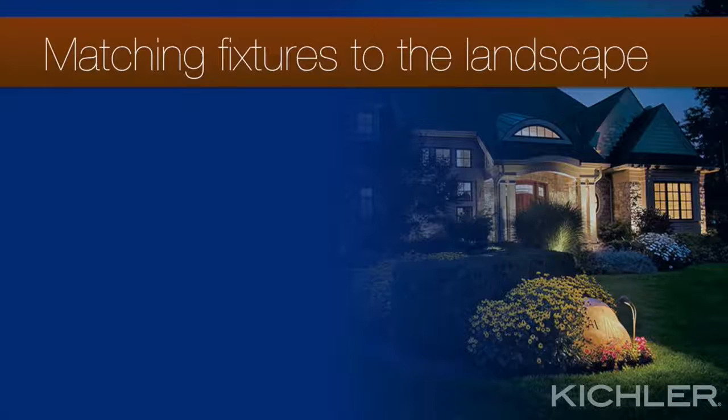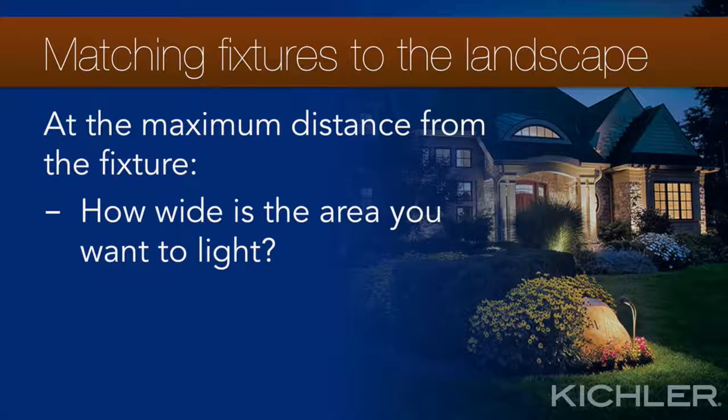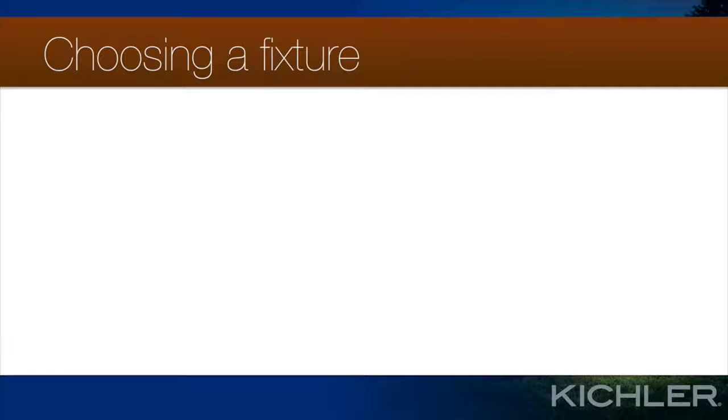Pairing the right fixture with an element in the landscape or architecture means choosing the fixture with the right beam spread and lumen output for your application. There are 2 basic questions to answer which will determine the fixture best suited for the job. At the maximum distance from the fixture, how wide is the area you want to illuminate? And how bright does the light need to be? With this information, you can easily select the proper fixture based on the photometric information. Once you've decided on a fixture style or a fixture type, in-ground, accent, or 120-volt accent, use the answers to the 2 questions to choose the fixture.